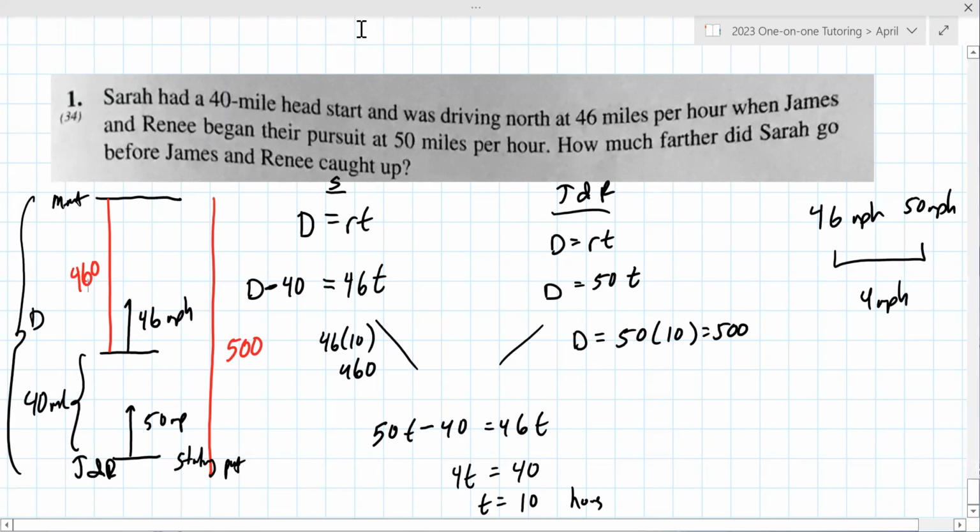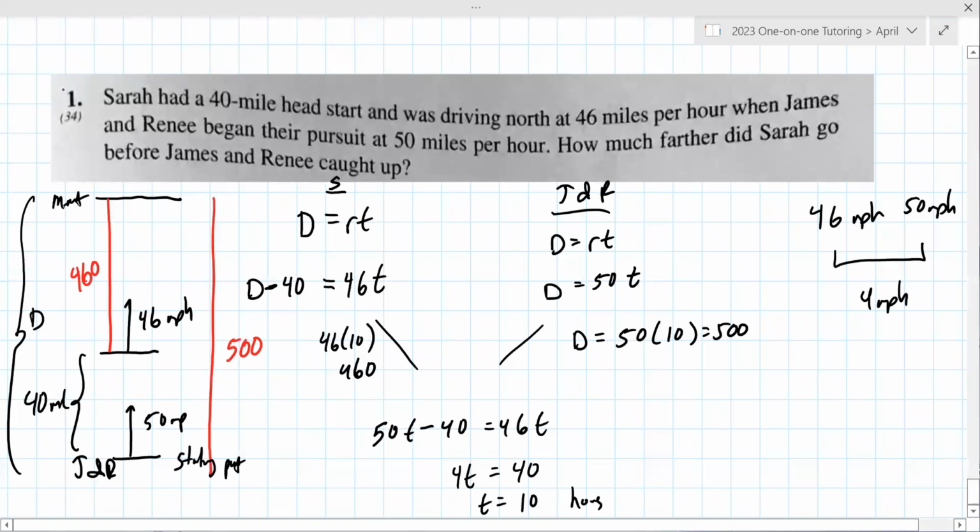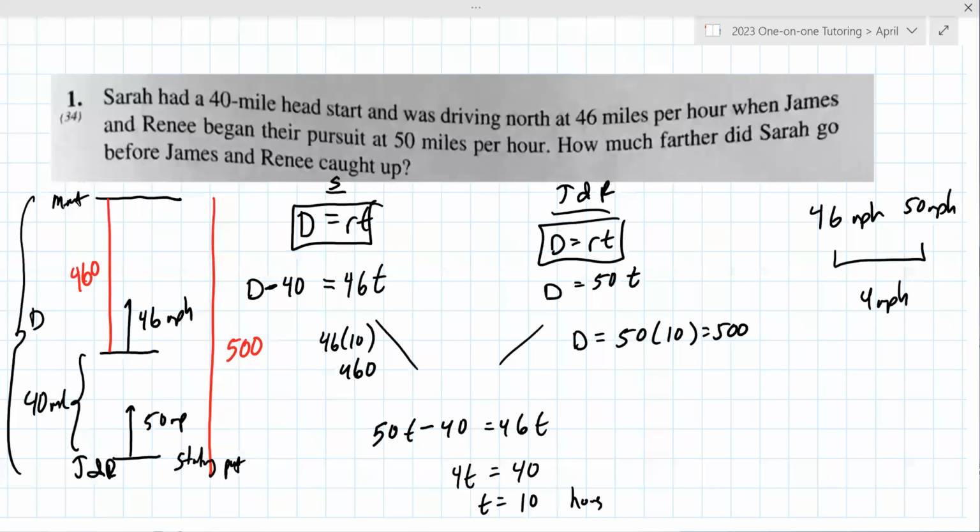Yep, makes sense. I know that's probably different than what you see in the classroom or in your videos, but these are all D equals RT problems. Yeah, that makes sense. All right, so we are basically out of time for today.